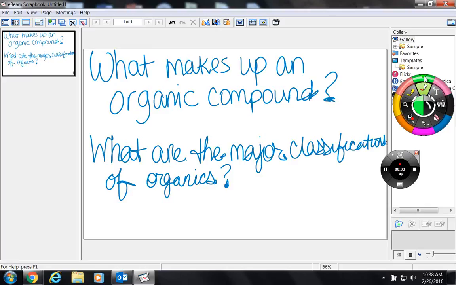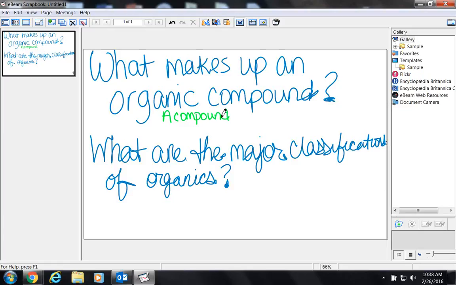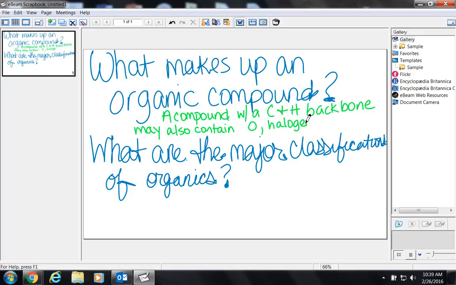All right, so an organic compound is a compound with a carbon and hydrogen backbone, and it may also contain oxygen, halogens, sulfur, or nitrogen. Okay?